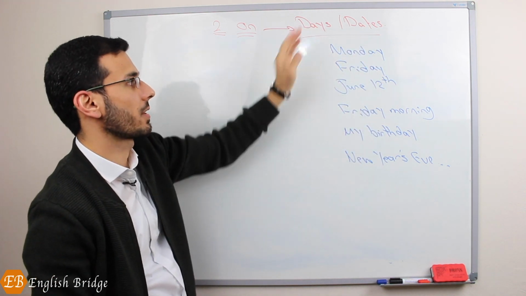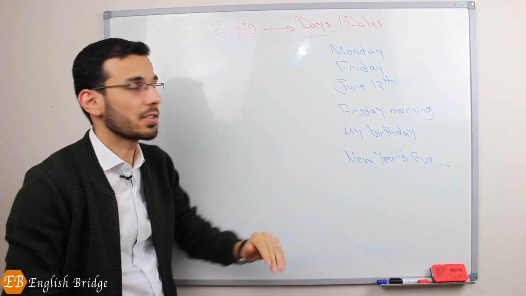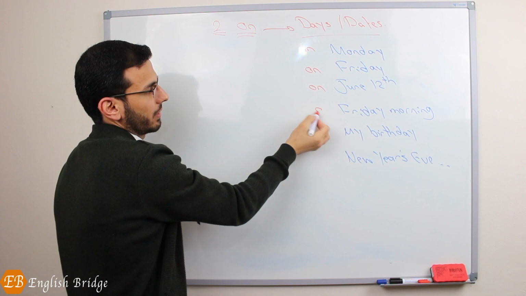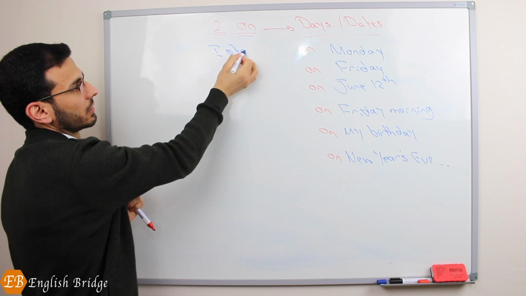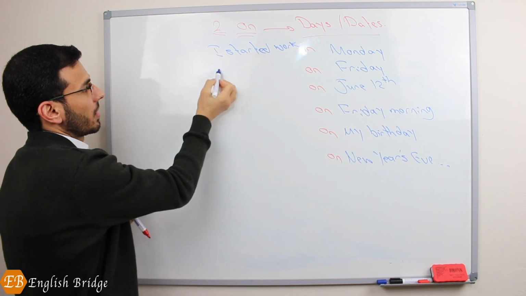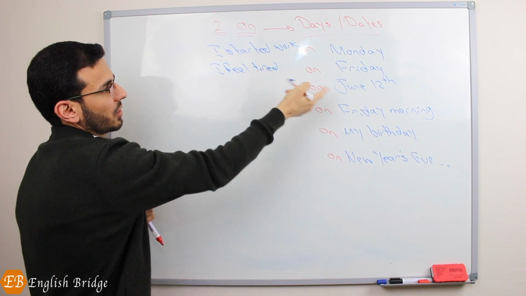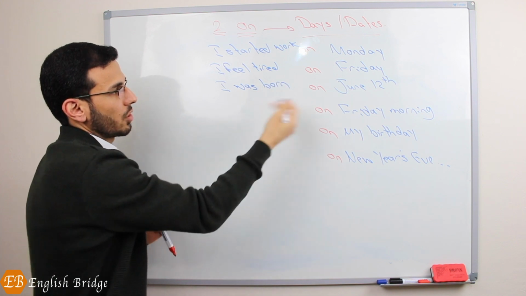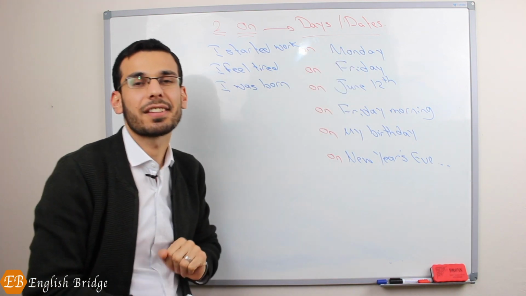All right, so as you can see, all these words are talking about either days or dates. For example, Monday and Friday are days. June the 12th is a date. My birthday is a day. So here we always use on before these words. Okay? For example, I started work on Monday. I feel tired on Friday. I was born on June the 12th, etc. So, as we see, on before days and dates.